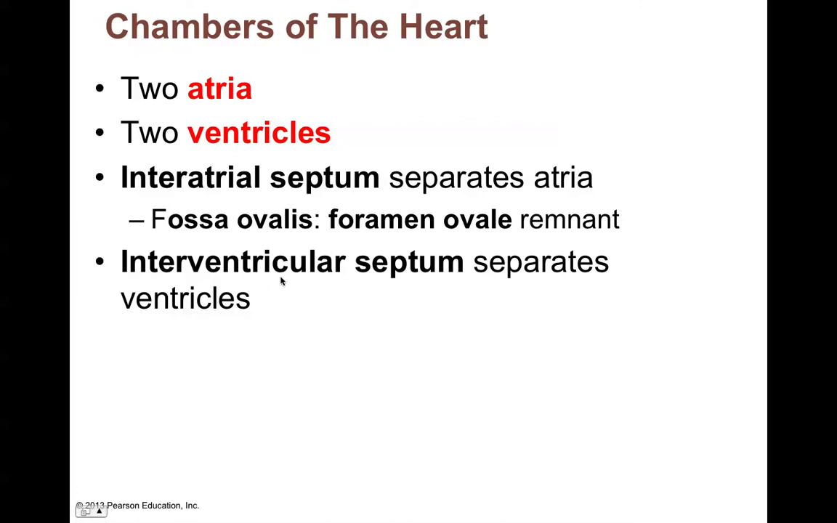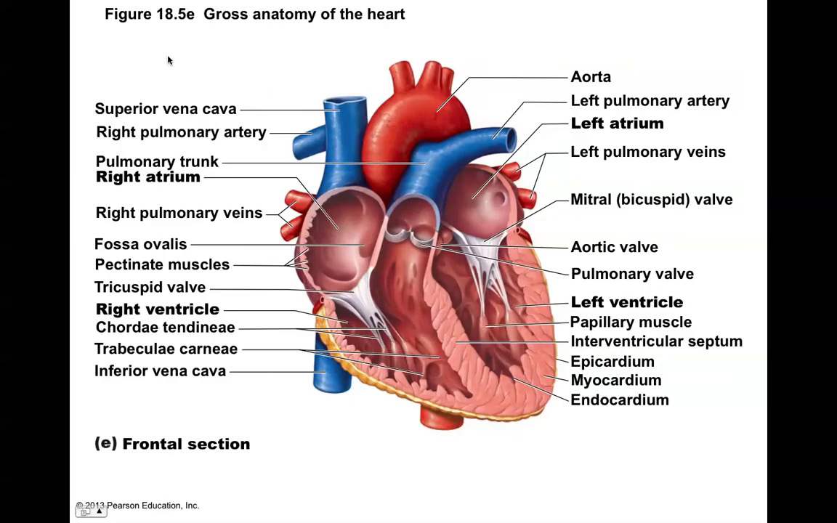Then there's an interventricular septum. Inter is, of course, between, and this is between the right and left ventricle. So this interventricular septum separates the ventricles, and here is an illustration of the gross anatomy of the heart, and this is actually showing you a sectioned area of the heart with a coronal or frontal section dividing the structure of the body into the anterior and posterior portions.